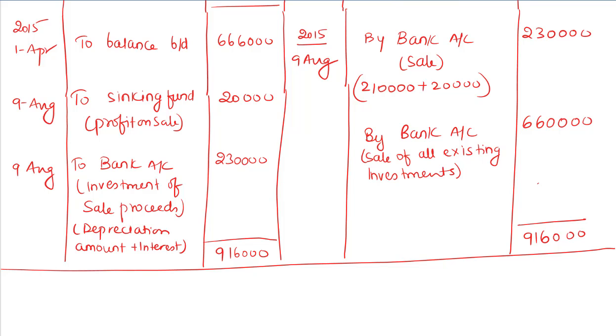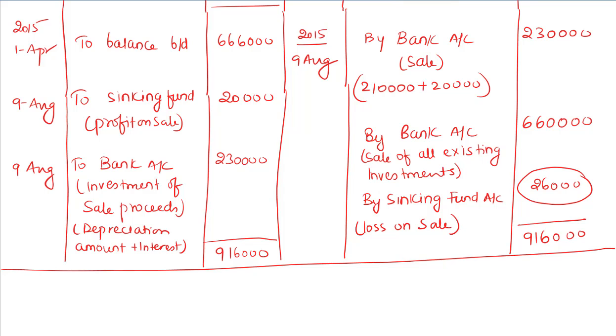The balancing figure is 26,000. This is the loss by sinking fund account, loss on sale. We have sold everything. We have incurred a loss of 26,000. 2016, 31st March. Is it clear?